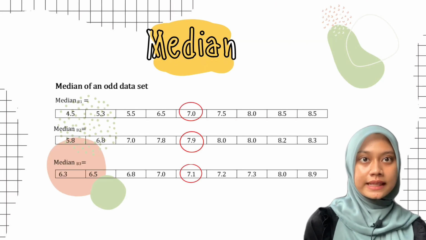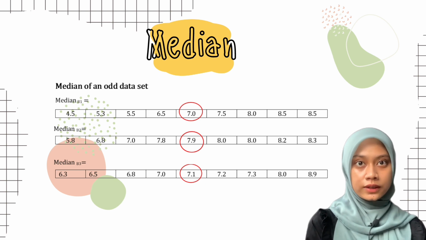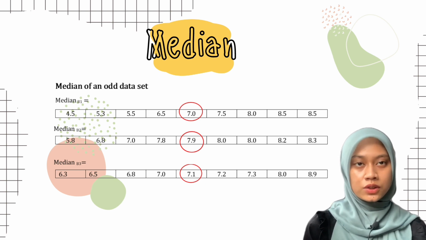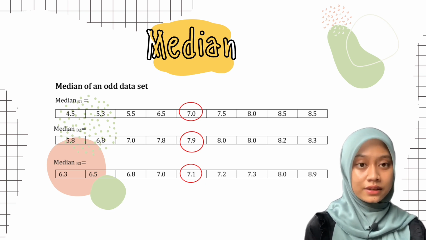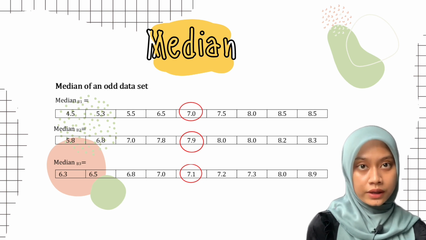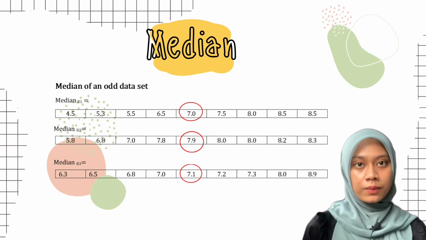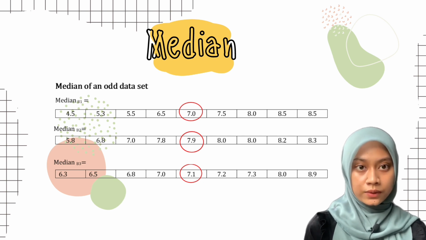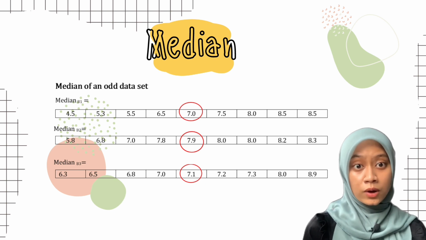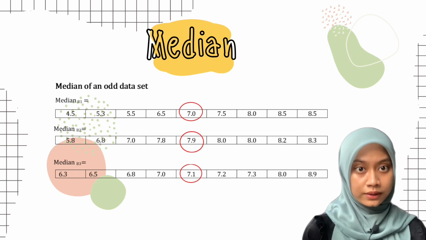Next calculation is median. Median for an odd data set is the easiest to calculate. Firstly, arrange the data values in ascending order and determine the value at the center point. Median for block 1 is 7.0 and median for block 2 is 7.9, and lastly for block 3 is 7.1.